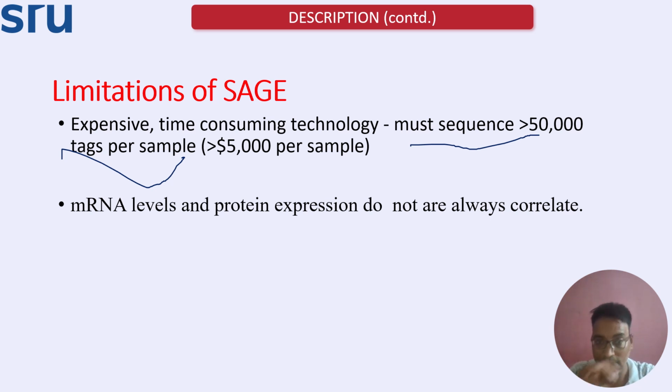After doing all of that, it goes to nearly $5,000 per sample. Also, mRNA levels and protein expression levels do not always correlate. This is another major biological trouble. Many times mRNA is produced but the protein is not seen, or the protein is produced only for a very short time. The mRNA is formed and degraded, and I could not catch it even before the reverse transcriptase. So these are the major limitations.